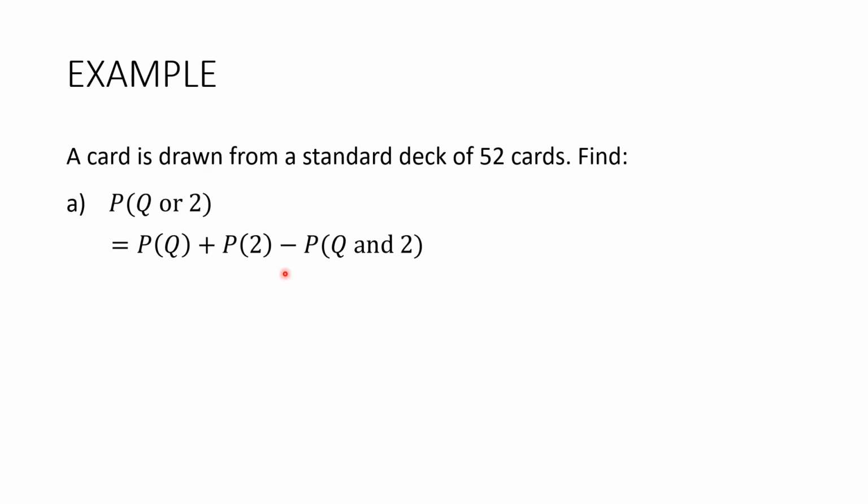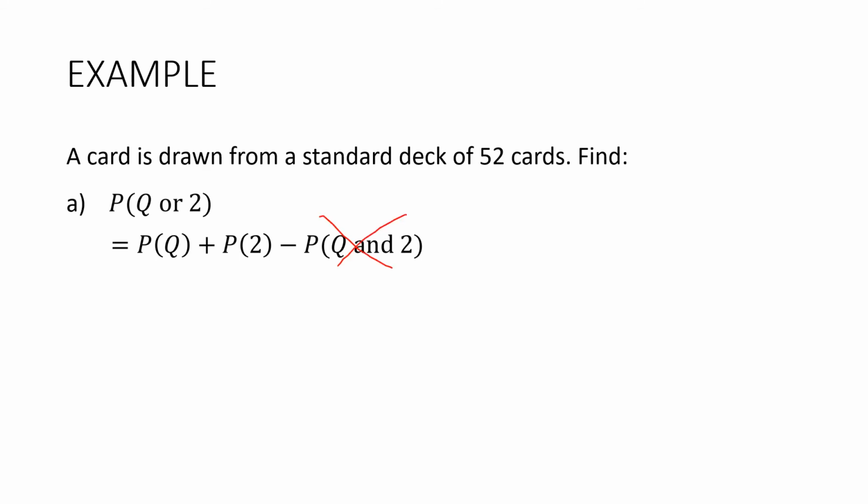These are mutually exclusive. If you think about the queens, we've got 4 queens: the hearts, diamonds, clubs, and spades. And we've got 4 twos: 2 of hearts, 2 of spades, 2 of diamonds, 2 of clubs. There's no overlap, so this part is equal to 0. We can cross it out.